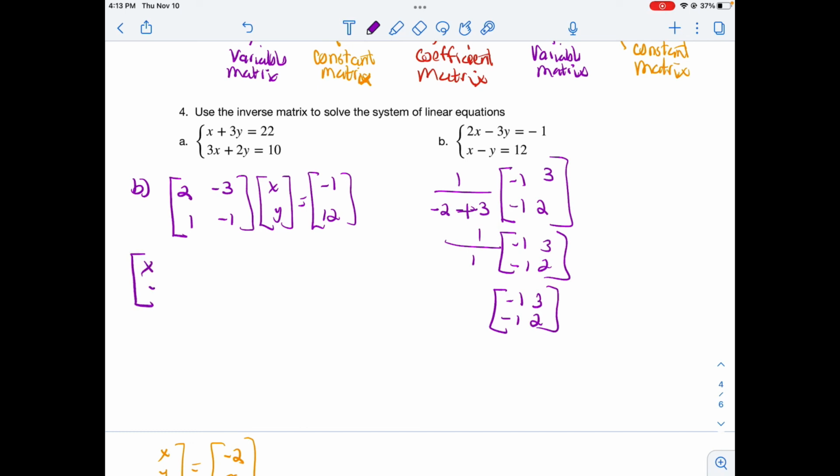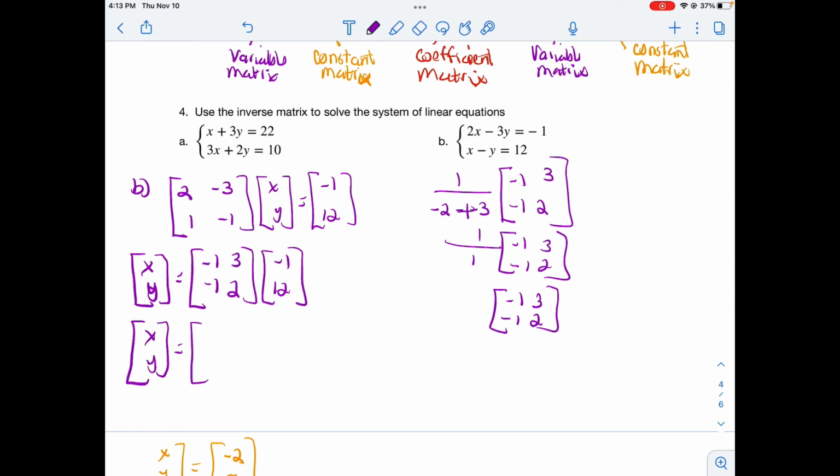Now we're going to set this up as my variable matrix is equal to the inverse of my coefficient matrix times my constant matrix. And now we just do our product here. Negative 1 times negative 1 gives me 1, plus 3 times 12 is 36. And then we have negative 1 times 1 is 1, plus 2 times 12 is 24. And so x, y is equal to 37, 25. And our conclusion, therefore, is that x is 37 and y is 25.